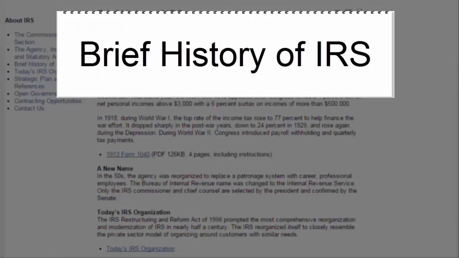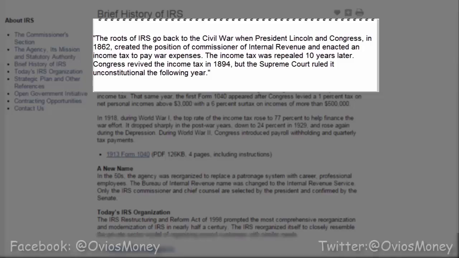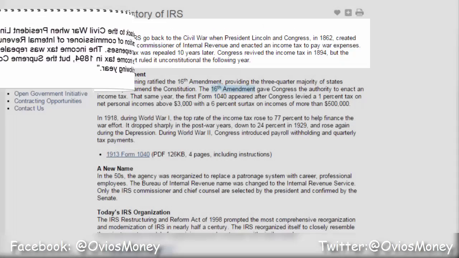Brief history of the IRS. Origin. The roots of the IRS go back to the Civil War, when President Lincoln and Congress, in 1862, created the position of Commissioner of Internal Revenue and enacted an income tax to pay war expenses. The income tax was repealed 10 years later. Congress revived the income tax in 1894, but the Supreme Court ruled it unconstitutional the following year.